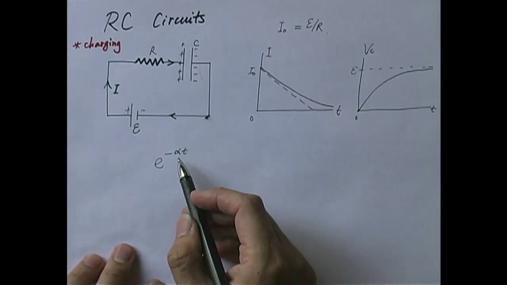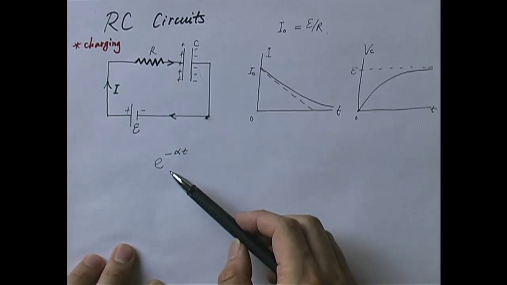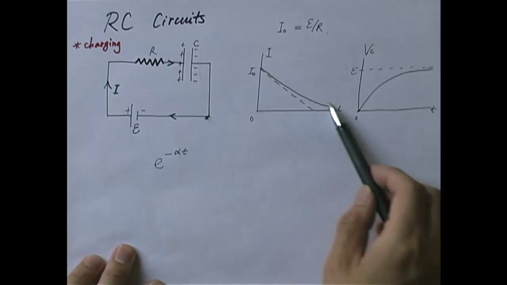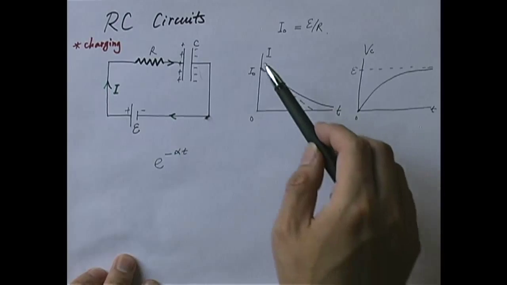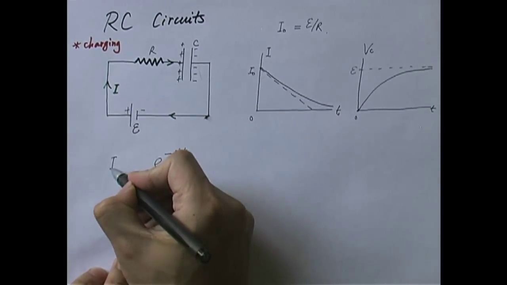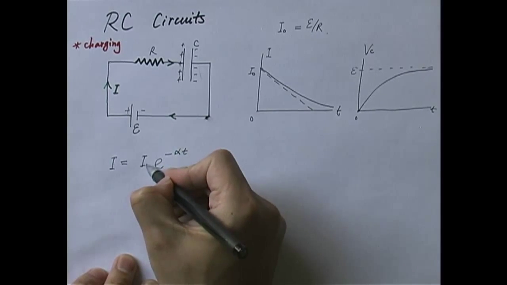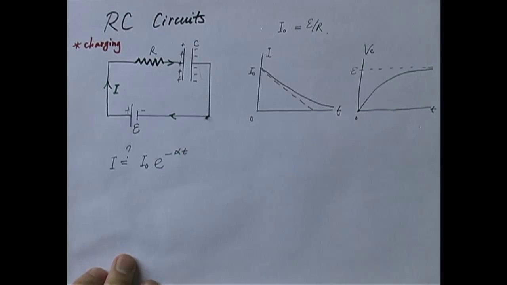E to the negative alpha t is a function which starts from 1 and goes down to 0. That looks just like that, except in our case the current does not start from 1, it starts from I naught. So how about I equals I naught times this? That sounds reasonable, but we don't know for sure if it is right.